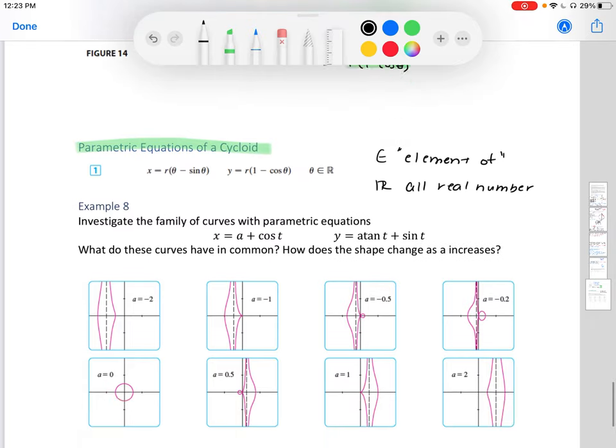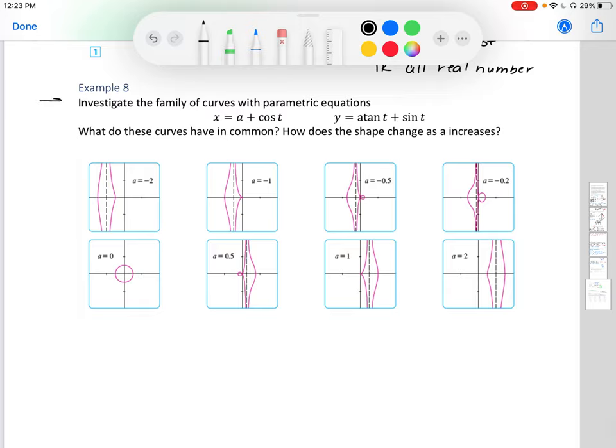Another example. Investigate the family of curves with the parametric equations x equals a plus cosine of t and y equals a tangent of t plus sine of t. What do these curves have in common? How does the shape change as a increases? So just take a moment to see how it changes.